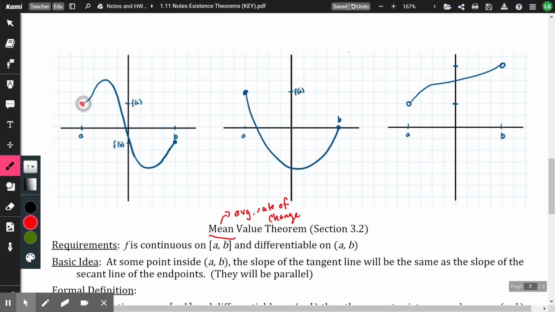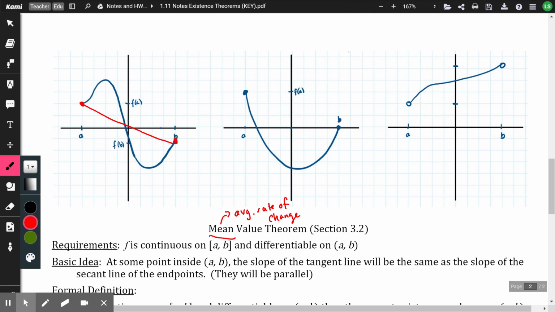So we would start here with f of a, we'd end up over here with f of b, and we would try to figure out what the rate of change was between those 2 points. We're essentially calculating a slope of our secant line. What the mean value theorem is going to state is that we are also guaranteed to have an instantaneous rate of change equal to that rate of change within the interval.